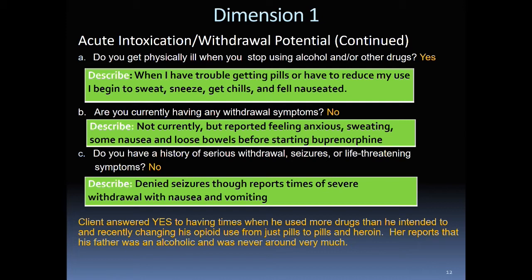And question C, do you have a history of serious withdrawal, seizures, or life-threatening symptoms? The answer there is no. Denied seizures, though reports times of severe withdrawal with nausea and vomiting. And at the bottom, client answered yes to having times when he used more drugs than he intended to, and recently changing his opioid use from just pills to pills and heroin. Reports that his father was an alcoholic and he was never around very much.